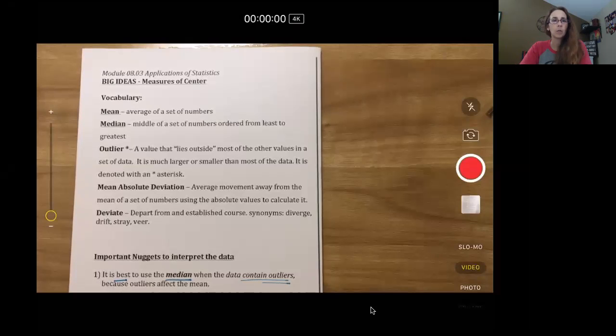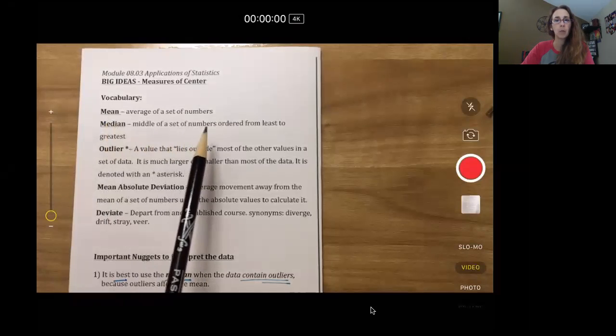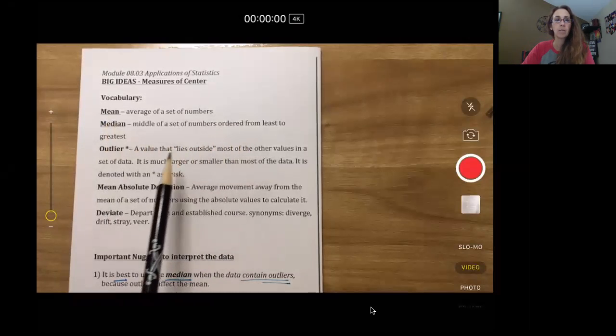All right, so applications of statistics, this is module 8.03, and I just want to go over the big ideas with our measures of center. This is something you did last year, with the mean being the average of a set of numbers, the median being the middle of a set of numbers ordered from least to greatest.